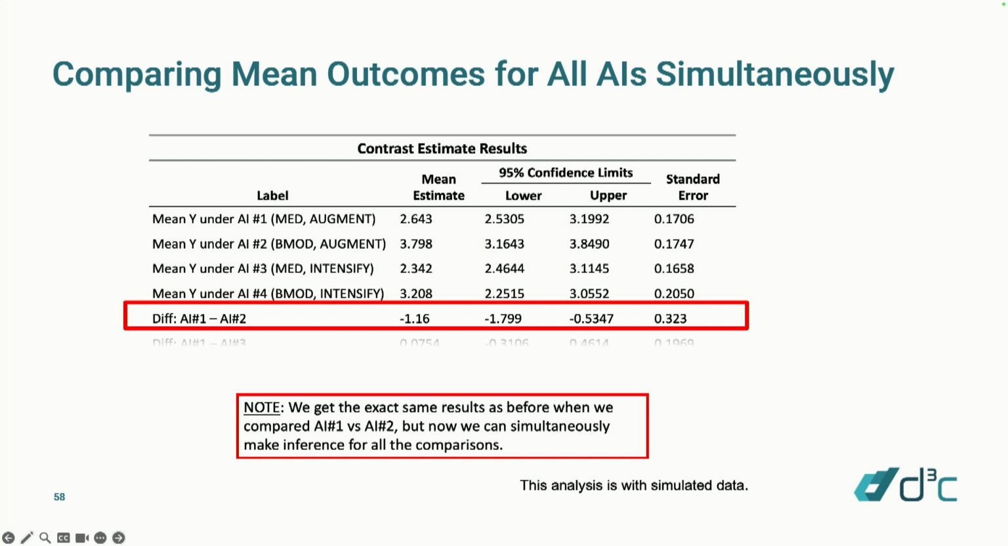Note, we get exact same results as before when we compare AI1, AI2, but now we can simultaneously make inferences. So what you should be seeing is that this negative 1.16 is what we got earlier.